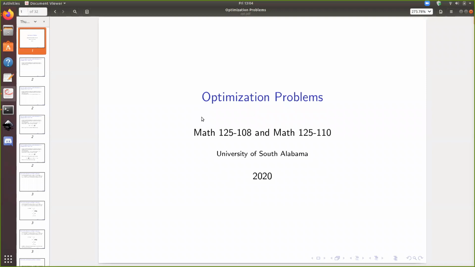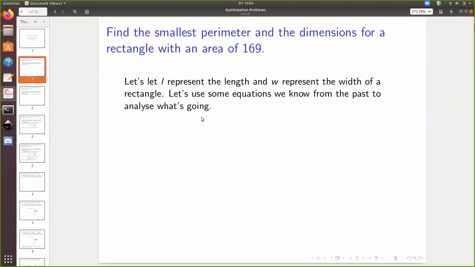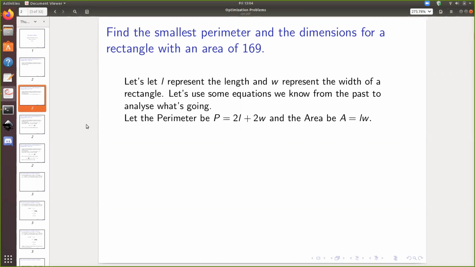Hello, hello. Let's do some optimization problems. So here we go. We're going to find the smallest perimeter and the dimensions for a rectangle with an area of 169. So let's let L represent the length and W represent the width. And we'll use some equations that we know and love from previous years of our education to analyze this problem and figure out what's going on.